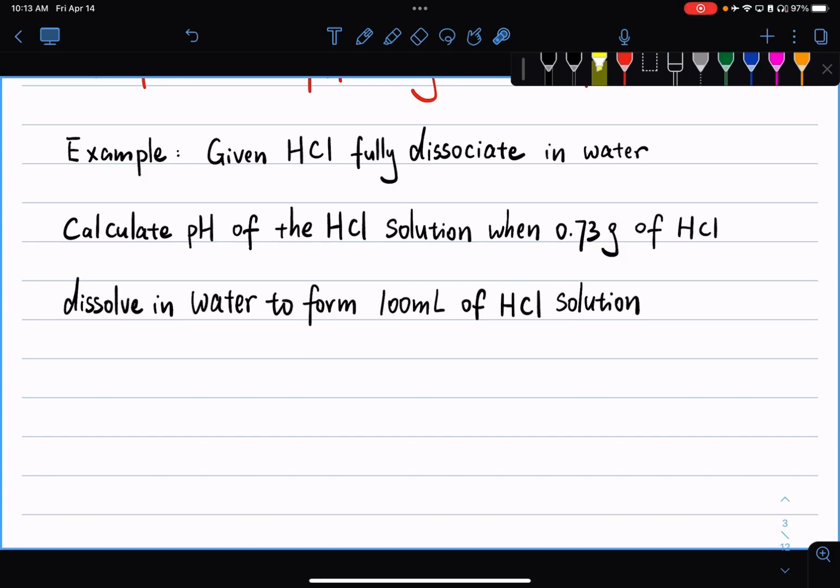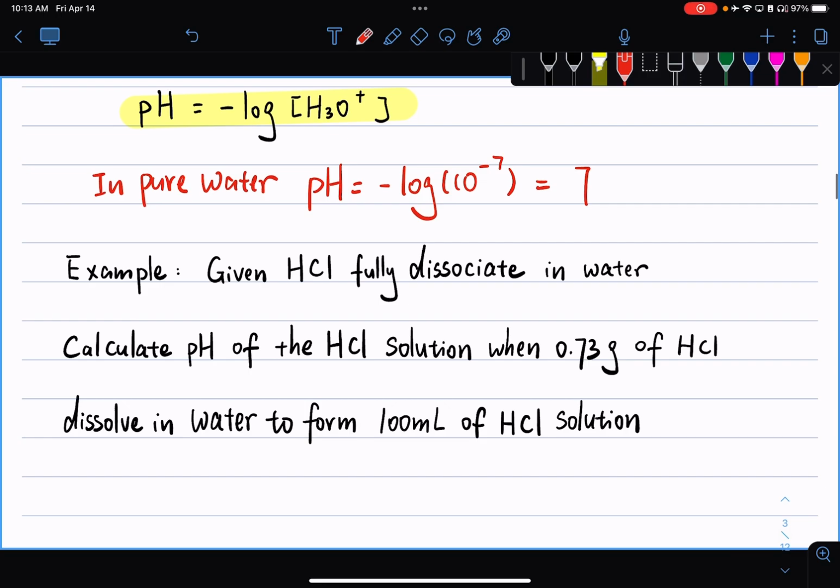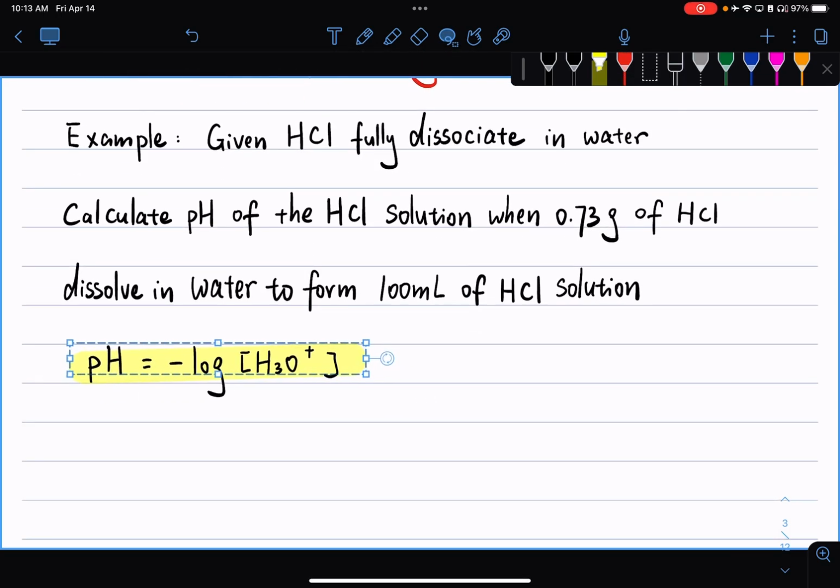Right, so the way we're doing it is we know the equation we're using is this pH equation. So pH equals negative log of the concentration of H3O plus. And we can calculate the concentration of H plus or H3O plus. It doesn't really matter which one you use, they're the same idea.